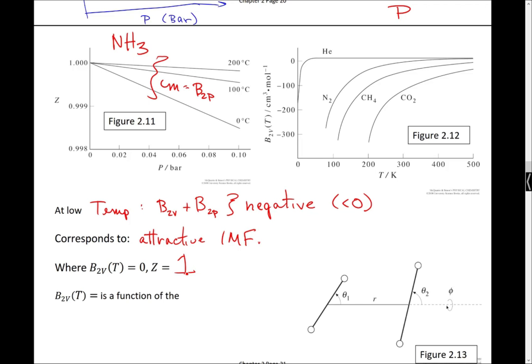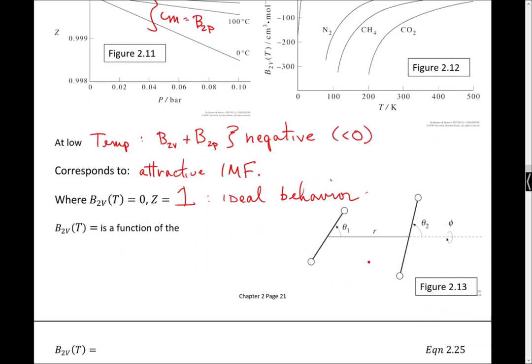All right. And that corresponds to ideal behavior. And keep in mind, we said for ideal behavior, we have no interactions between our particles, attractive or repulsive, right? And that's what we would mean by B2V equals 0. So we're going to be taking some time to talk about the second virial coefficient.